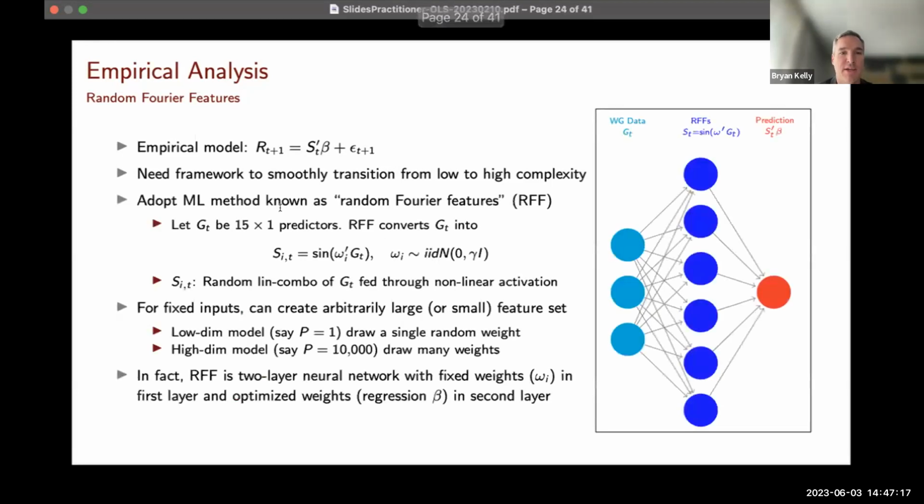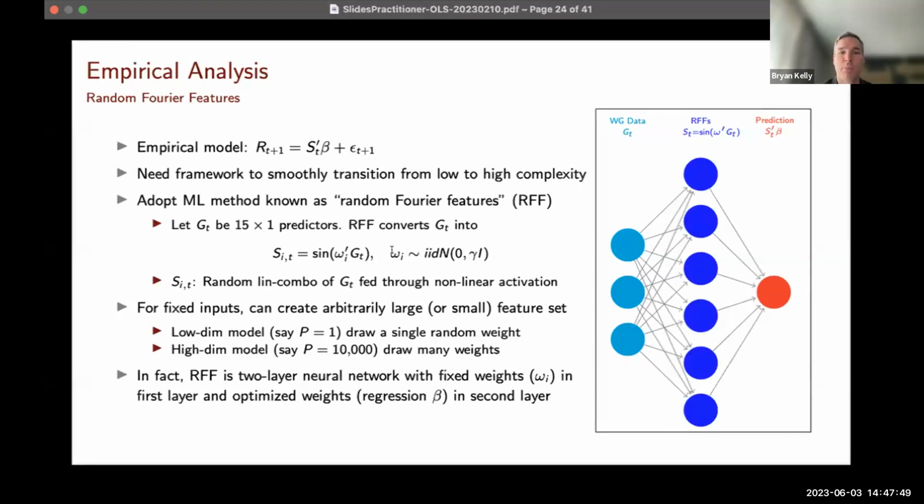The basic idea is that we're going to produce from our original set of 15 predictors some basis functions. If I want to have a very simple model, I'll just build one basis function. The way we're going to build our basis functions is to use a form of neural network called random Fourier features. It's a neural network in which you simulate these initial weights. You just randomize them as opposed to estimating them. But this is just another form of a neural network, right?